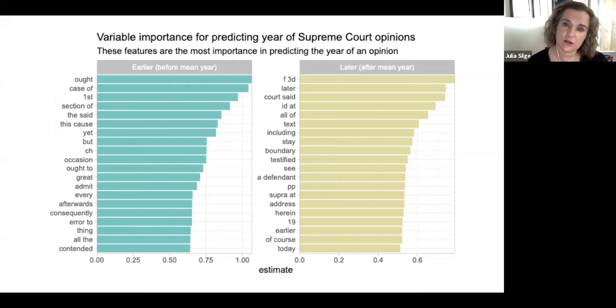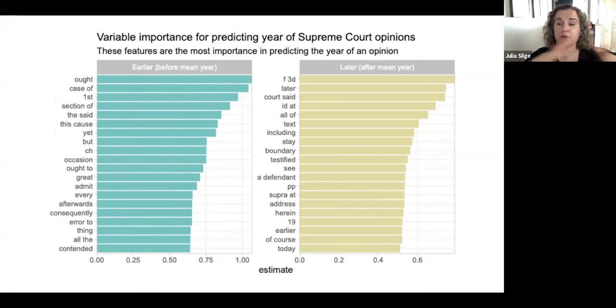So this is an example model for a data set of opinions from the United States Supreme Court. They write an opinion when they make a decision. And what we're predicting is a numeric value. It's the year, because the United States Supreme Court has been writing for a couple hundred years now. And so we can predict the year based on the text.